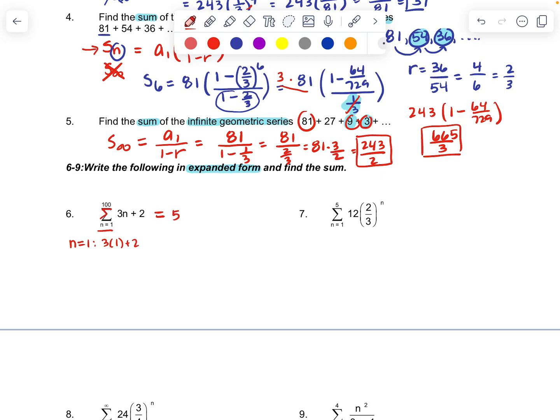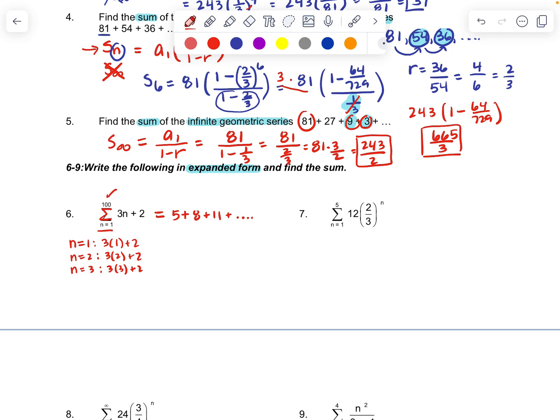This little sigma, that means to add. So I'm going to go plus, okay? When n equals 2, I'm going to get 3 times 2 plus 2. That's 6 plus 2, which is 8. And then plus, and let's maybe do one more. If n equals 3, I'm going to get 3 times 3 plus 2, which is 9 plus 2, which is 11. And then look, I'm going to do plus dot, dot, dot.